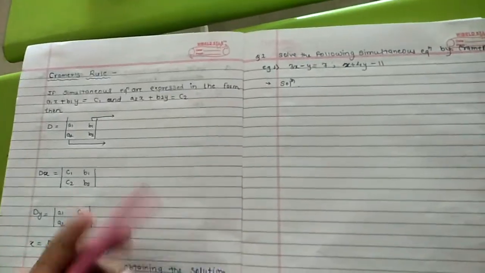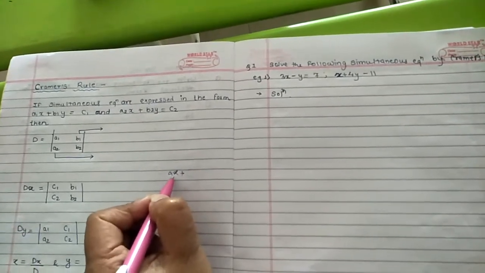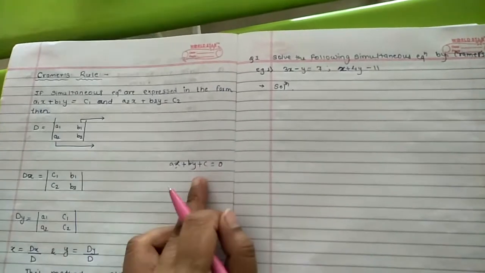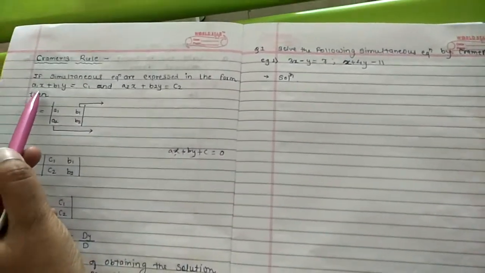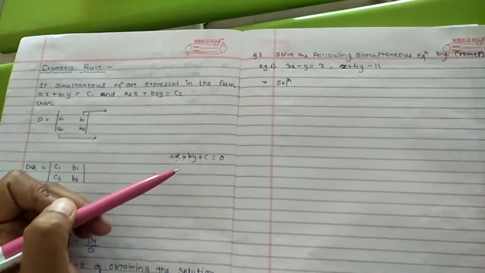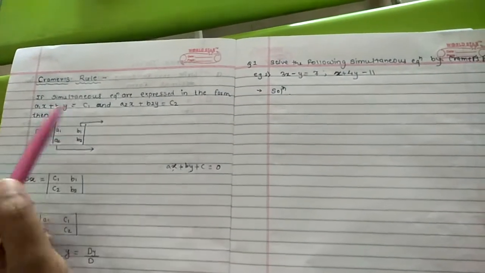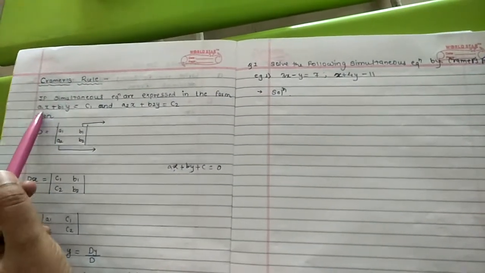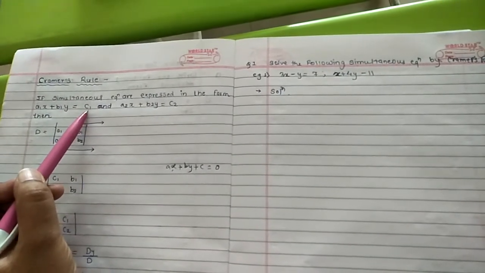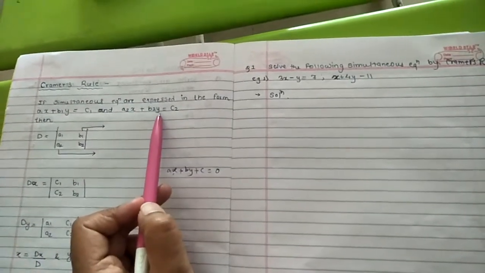All of you know that the standard form of a linear equation is ax plus by plus c equals 0. So here why do we use a1, b1, c1 and a2, b2, c2? When we solve simultaneous equations, two equations are given. So for the first equation, the x and y coefficients we assume as a1, b1 and the constant term as c1. This is the first equation and this is the second equation.